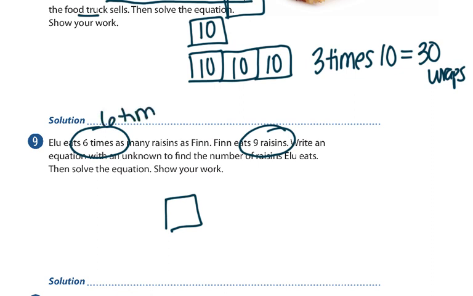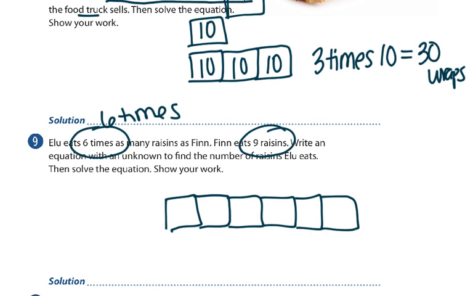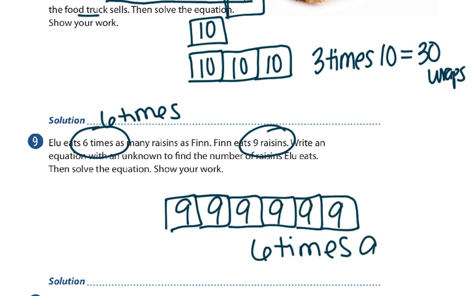6 times. If it has times next to it, how many boxes do I draw out? 6. 6. You guys are getting the hang of the shortcut. 6 boxes. 6 times. What do I put inside the box, Levi? 9. 6 times 9 is what, Freya?